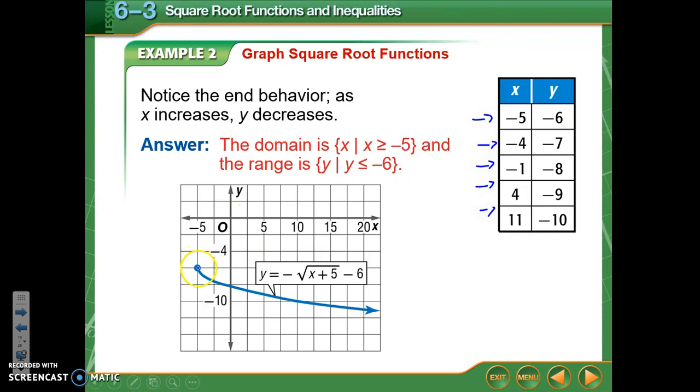Here's my starting point at negative 5, negative 6, and here I'm graphing my different points. Notice that the end behavior, as x goes to positive infinity, y is going to negative infinity. So my domain this time is x is greater than or equal to negative 5, because it starts here at negative 5 and all my x values are to the right. And my range is y is less than or equal to negative 6, because I start at negative 6 and the rest of the graph is below that.